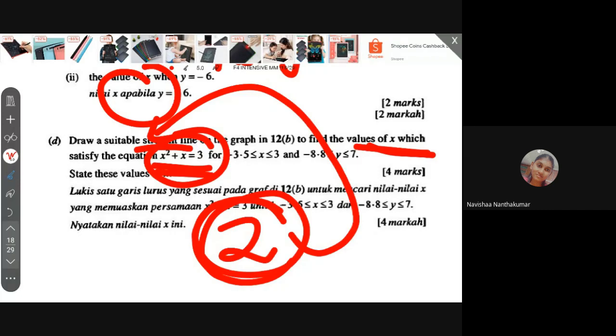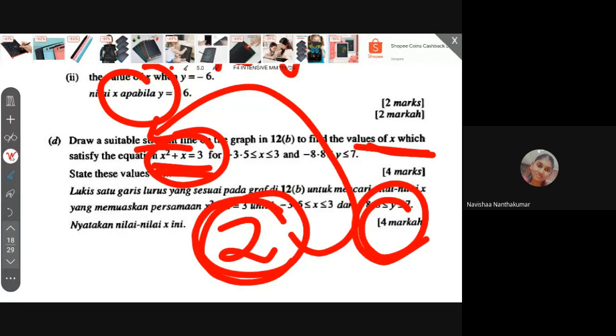Cadangkan saja idea kamu. Jangan risau. Just tell what is in your mind. How to solve. Because yang ni banyak markah. 4 marks. Ya, Y equals. Yes, Afika. Bagus. Bagi dia sama dengan kosong. Betul. Sebab, wait. Ya, betul. Bagi sama dengan kosong. So, mengapa Afika buat macam ni?